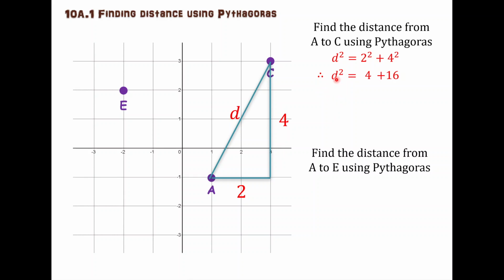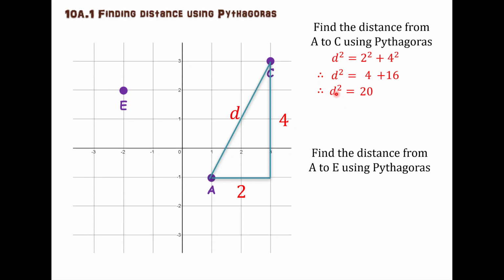I'll put a therefore because I'm making a new equation here, which is equivalent. Everything else I copy down, the D squared, copy down the equals. Now I can replace 4 plus 16 with 20, and everything else gets copied down. Here, I know what D squared is, but I want to find what D is.